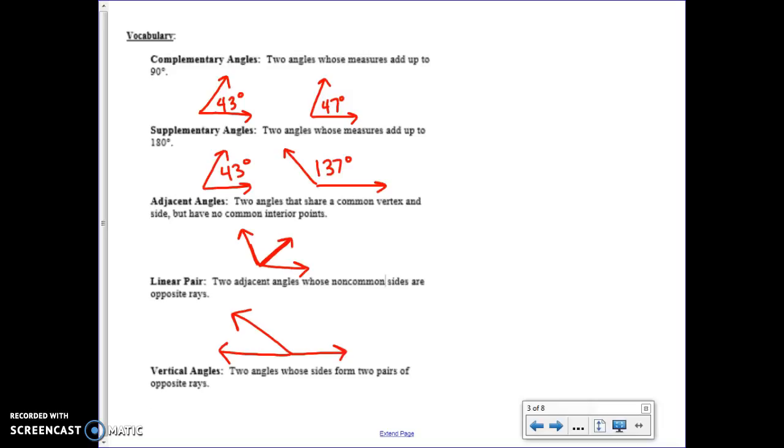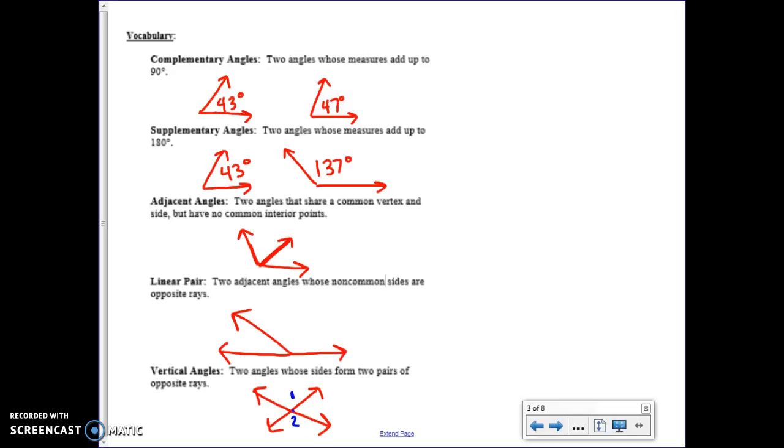All right, another kind of angle pair are vertical angles. And this says two angles whose sides form two pairs of opposite rays. So if I draw it like this, vertical angles would be right here and right here. Those two angles are vertical angles. Their sides form two pairs of opposite rays. They form those straight lines. They're across from each other. I think vertical angles, they meet at the vertex, that point right there.